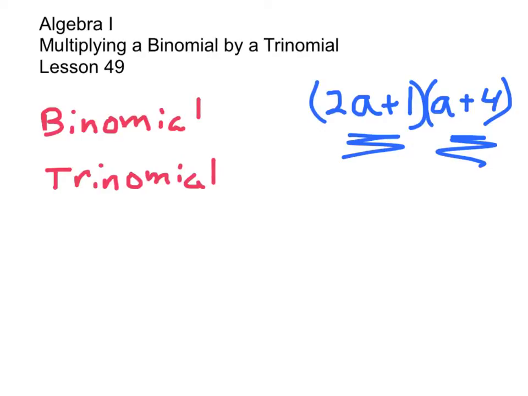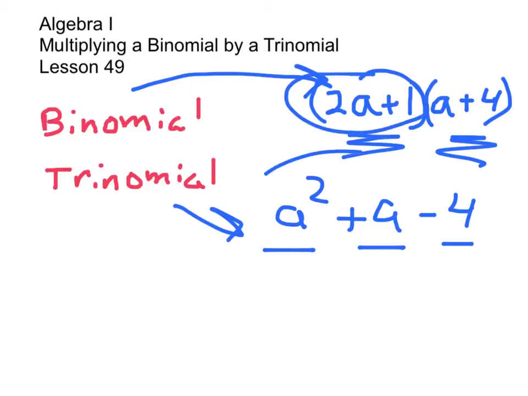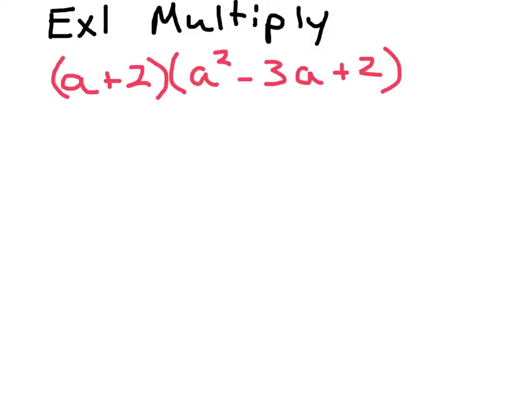So binomials take this form, like 2a plus 1 is a binomial. Now a trinomial, remember, has three terms. It might look like a squared plus a minus 4, where there are three terms. What we're going to do in this lesson is take a binomial, something like this, times something like this. Remember, a binomial times a binomial, you use the FOIL method. Now with a binomial times a trinomial, which I'm going to show in example 1, you can't FOIL it.